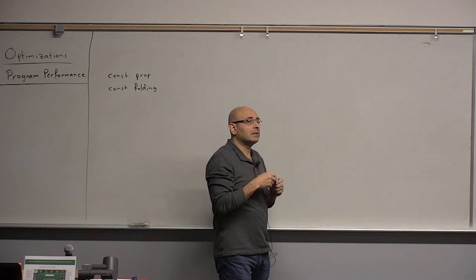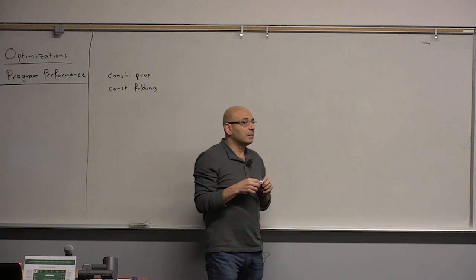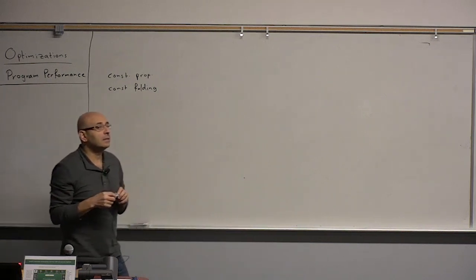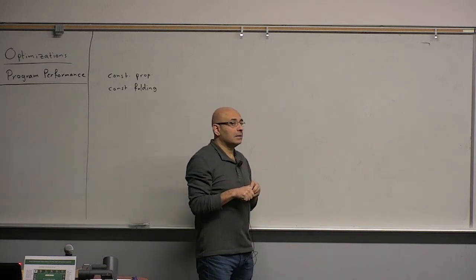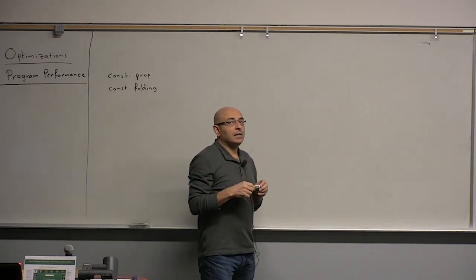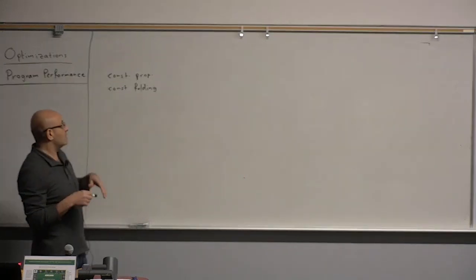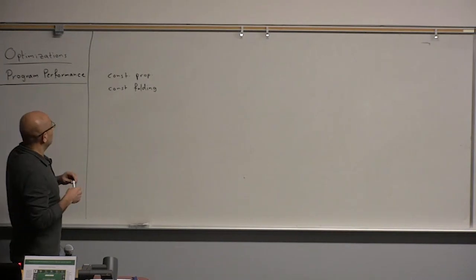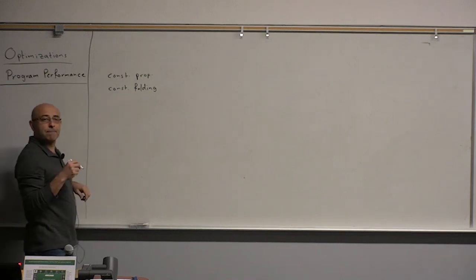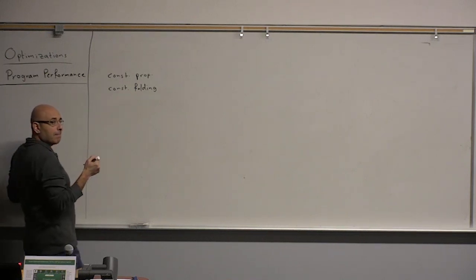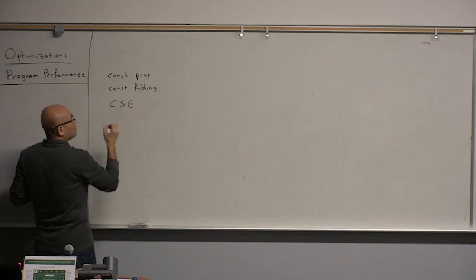For constant propagation, you're just substituting constants for variables that don't change. And for constant folding, you're evaluating expressions at compile time, and then those become constants, if these expressions consist of constant operands. And what else? Common subexpression elimination.